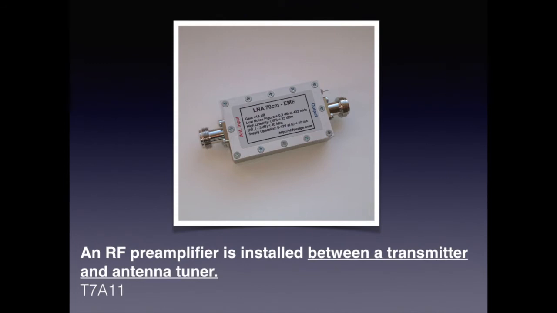As higher frequencies are easily attenuated, the signals become weaker. To overcome this obstacle, a preamp can be used to boost the RF signal before it enters into the receiver. So for the exam, note that an RF preamplifier is installed between a transmitter and an antenna tuner.